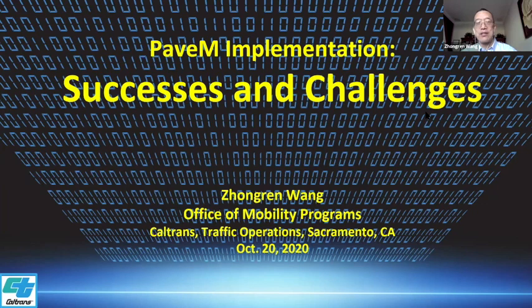So this is the introduction of the implementation of a pavement management system in California. I want to talk about the successes and the challenges. The challenges, later on, I'm going to leave as the questions for you folks.